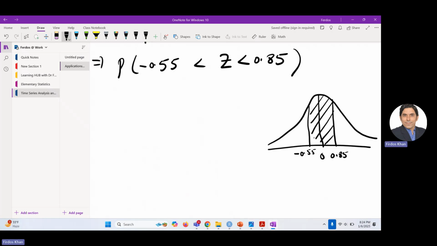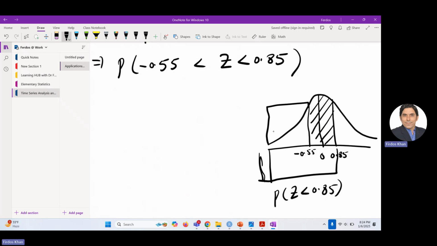So how can you calculate this probability? Remember that until this point, I mean until the end, this probability is the probability of z less than 0.85. So one way is to calculate this probability minus this probability. This area is until here, not until here. So this probability is z less than minus 0.55. Calculate the probability until this point, and I already told you this is a cumulative table. This is calculated in a cumulative way.